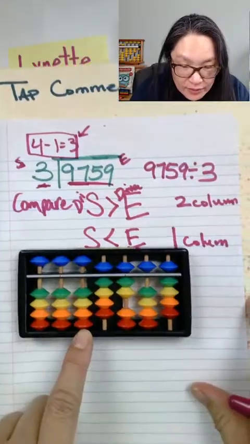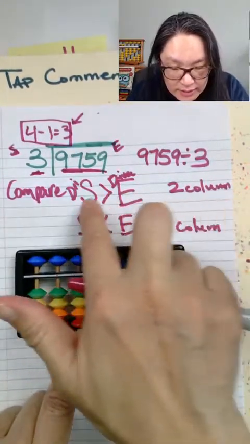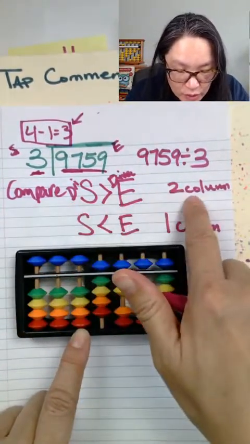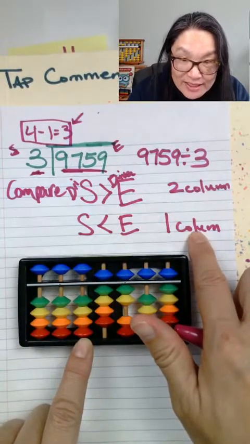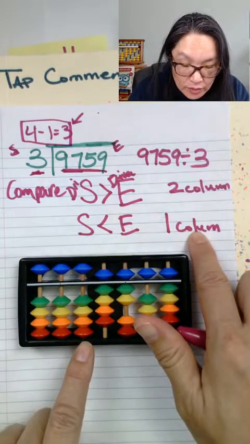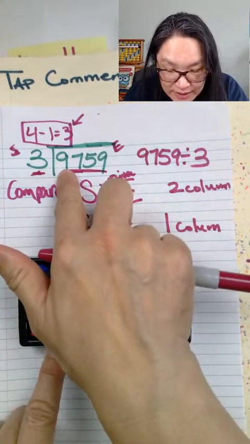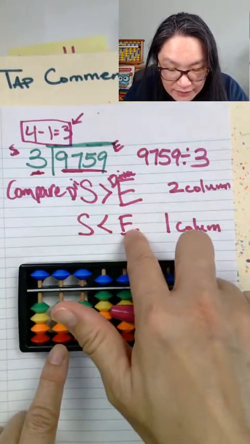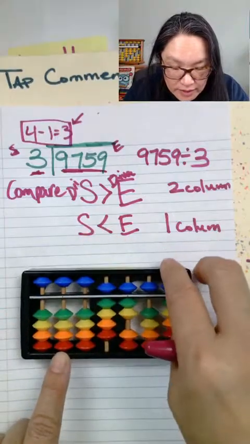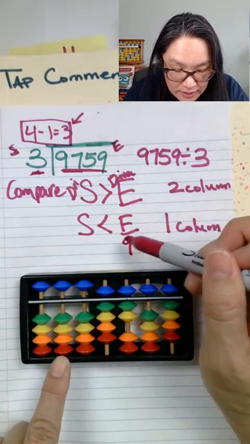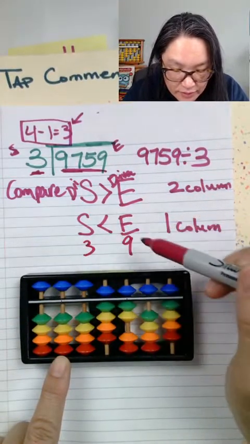So some of the things that we need to know is if the divisor is bigger, I take 2 columns. If the divisor is smaller, I do 1 column and I have to skip a column. So I'm going to skip this column because my dividend is bigger than my divisor. Right? Because my dividend is 9 and my divisor is 3.